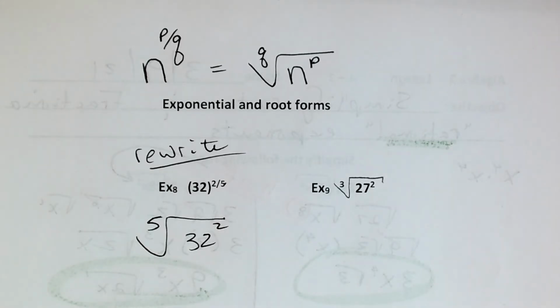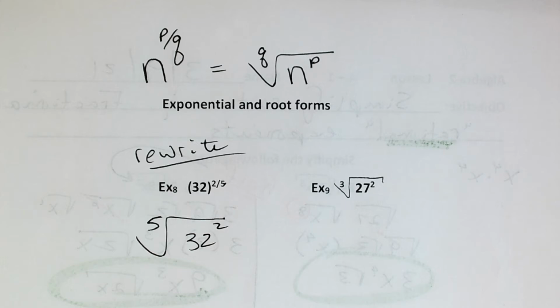Now, if we wanted to solve this, I think you noticed: what times what times what times what times what makes 32? Ready? 2 times 2, times 2, 8 times 2 times 2. So I know that 2 to the 5th power is 32, so the 5th root of 32 is 2.